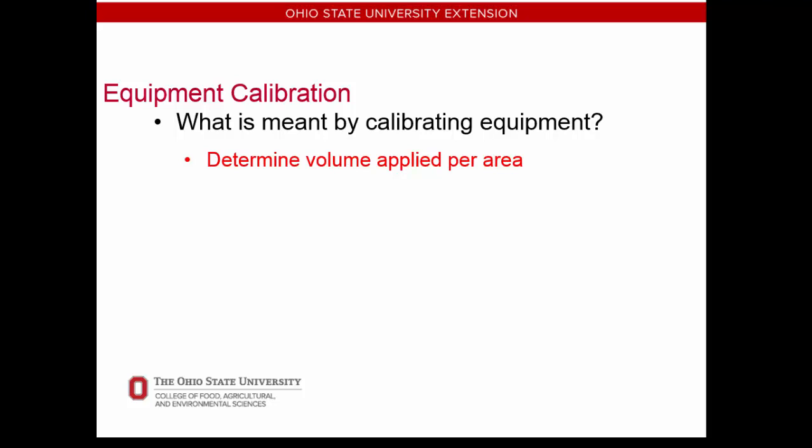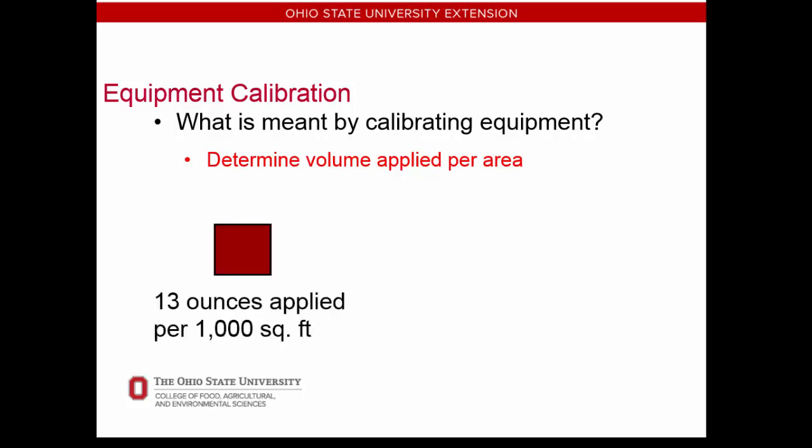The first box is 1,000 square feet, and if we applied 13 ounces to that area, the sprayer or granular applicator is calibrated at 13 ounces per 1,000 square feet. In turf and ornamentals and pest control in and around buildings, labels are based on a 100 square foot or 1,000 square foot basis, so we calibrate using units that are similar to the label.